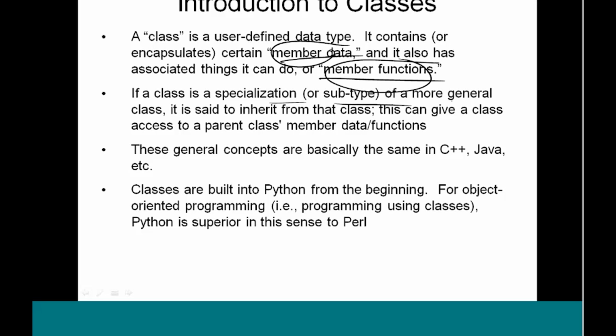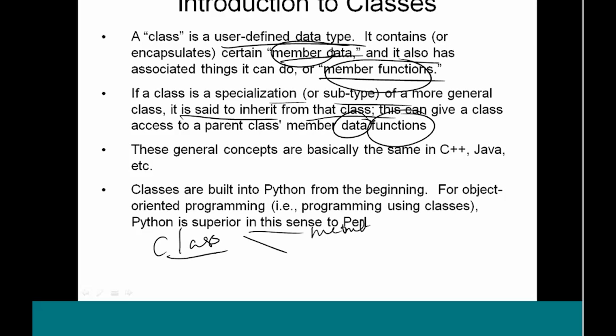If a class is a specialization or a subtype of a more general class, it is said to inherit from that class, and this can give a class access to the parent class's members, both data and functions. So these are all the concepts in object oriented programming. First one is class. As we saw, it's a user defined data type. The class will have some member functions and member data.